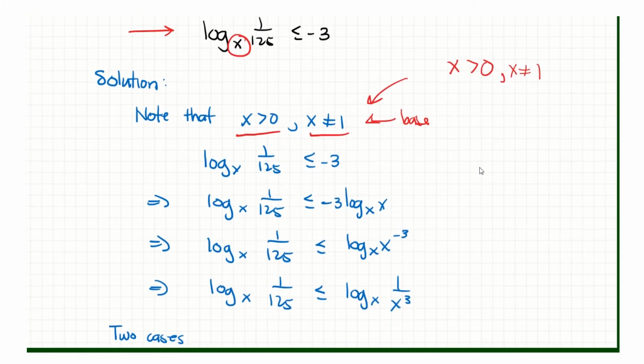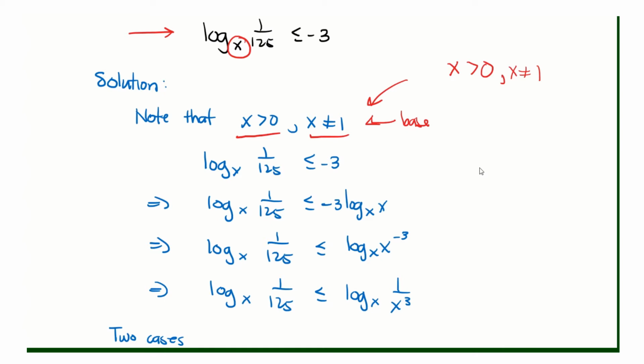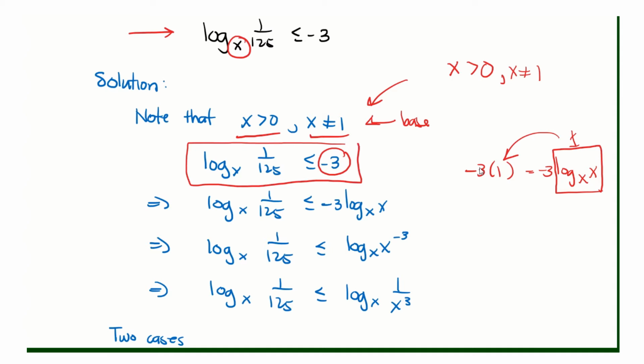Okay, so here is the actual solution, the log base x, copying the expression, of 1 over 125 less than or equal to negative 3. The trick is you have to rewrite this with a log. So what we will do is multiply negative 3 by 1 in the form of log base x of x. Remember this special rule, the log base x of x is equal to 1. So we can multiply negative 3 by 1 without altering the inequality.